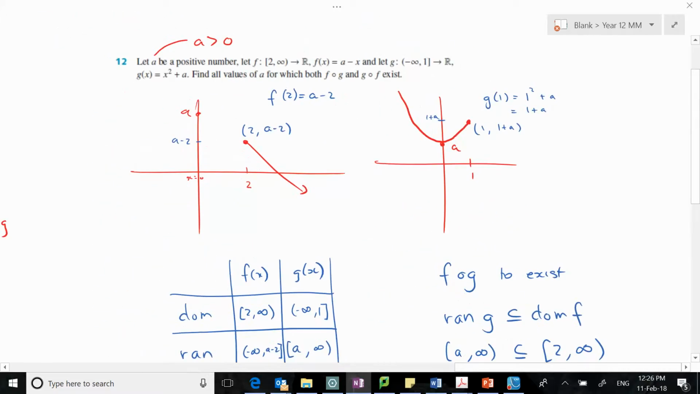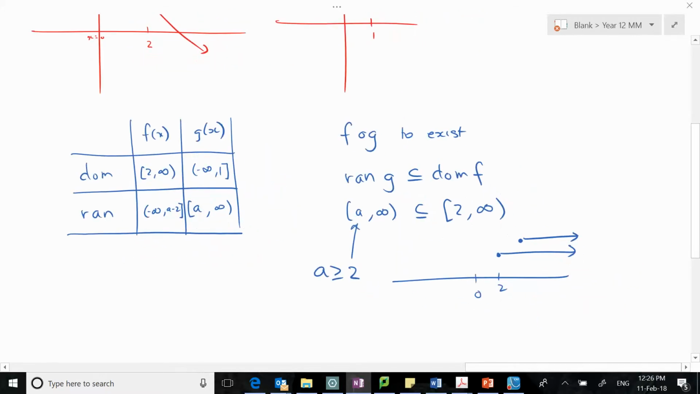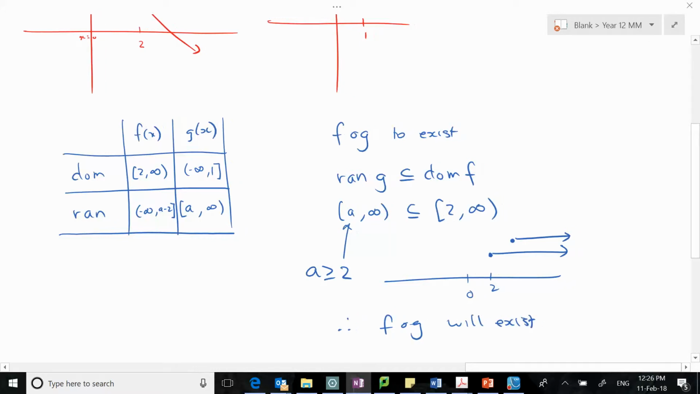Because the question says find all values of a, a can be any value that fits. If I draw out the number line so you know what I mean, this condition says it has to be from 2 to infinity. A is a positive number, and the range of g needs to be a subset. So a could start here, or a could be a subset where it starts here. See what I mean? So therefore a clearly just has to be bigger than or equal to 2. There you go. In that case therefore f of g will exist. Hope that makes sense.